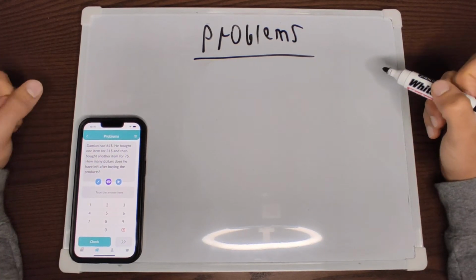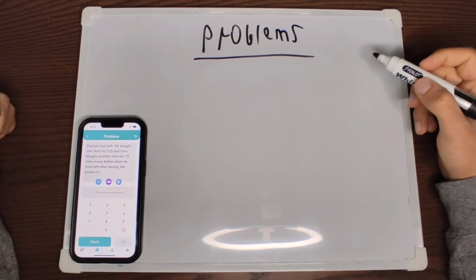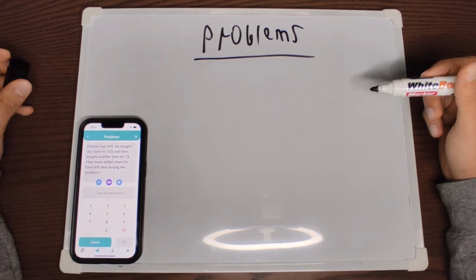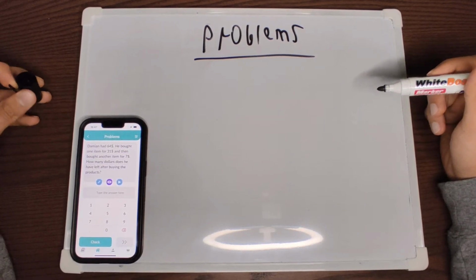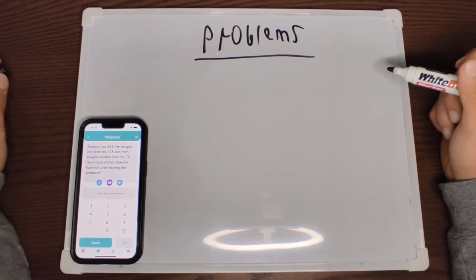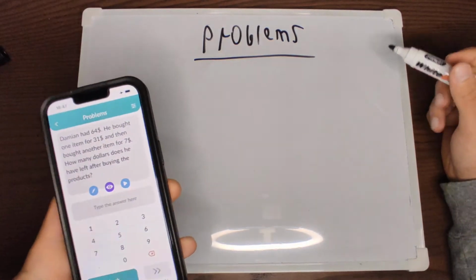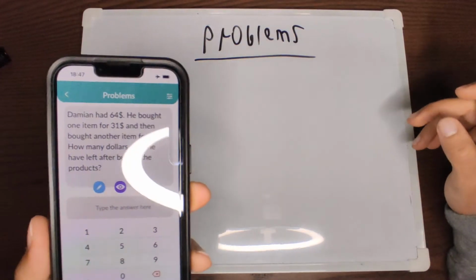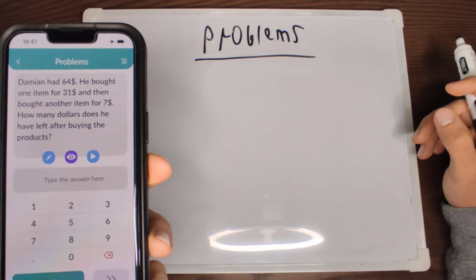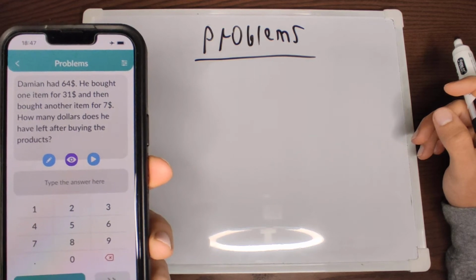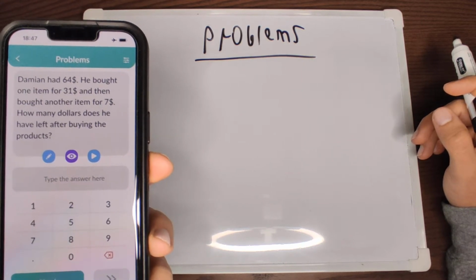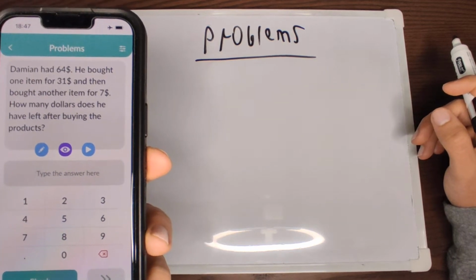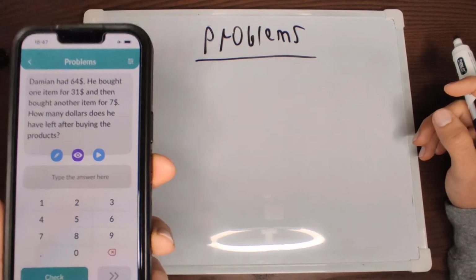Okay, so problems. Let's see what a math problem, or word problem, or verbal problem, as we can call it, is. So let's take down the brightness. Damian had $64. He bought one item for $31 and then bought another item for $7. How many dollars does he have left after buying the products?